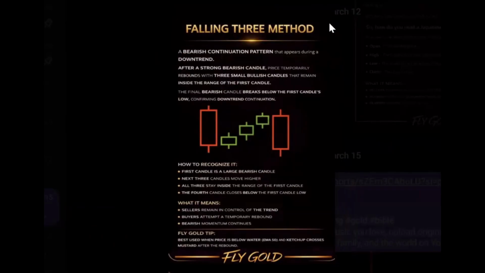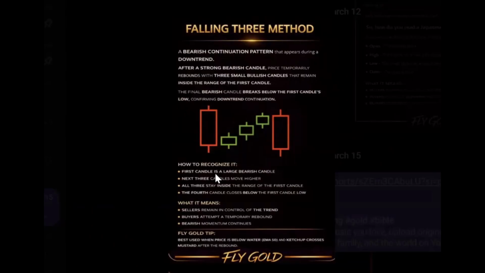But we got the falling 3 method. So this is a bearish continuation pattern that appears during a downtrend. After a strong bearish candle, price temporarily rebounds with 3 small bullish candles that remain inside the range of the first candle. The final candle breaks below the first candle's low, confirming downtrend continuation.